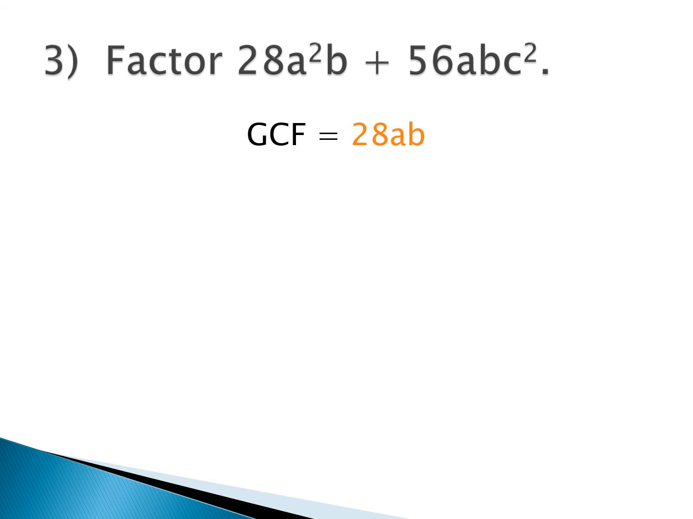Now from the variables, the variable and whatever exponent we use have to appear in all the terms. So when I look at that first one, a squared is in the first term and a is in the second one. I can only use a to the first. For the b, I've got b in both. It's both b to the first power, so I can use b. And for c, I don't have any c's in my first term, so I cannot pull out a c. That c squared has to remain in the second term.